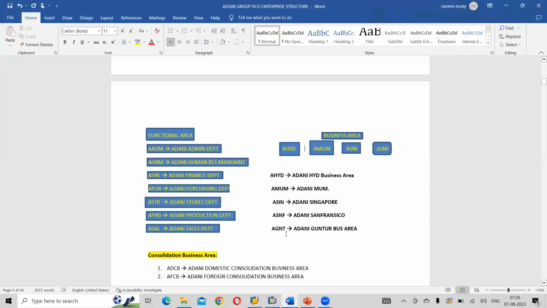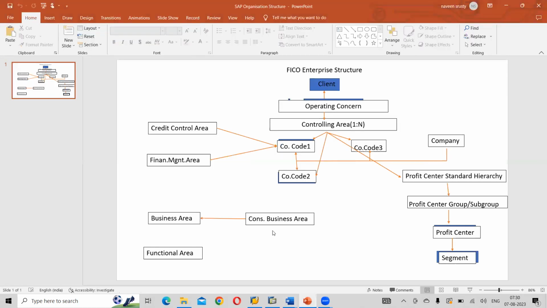Now we have consolidation business area. Here we are going to create 2 consolidation business areas. See, what are the Indian business areas in this? Hyderabad, Mumbai and Guntur. Guntur is also in India, I believe. Okay, it's fine. So I will create one consolidated business area for Hyderabad, Mumbai and Guntur, and one consolidated business area for Singapore and San Francisco. So write down consolidation of business area.